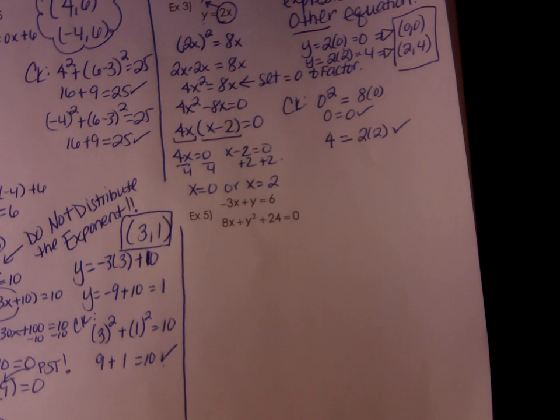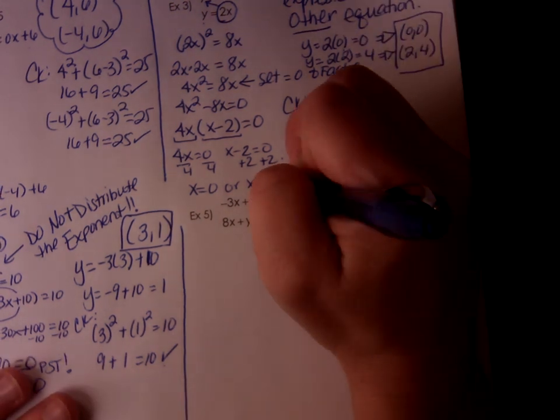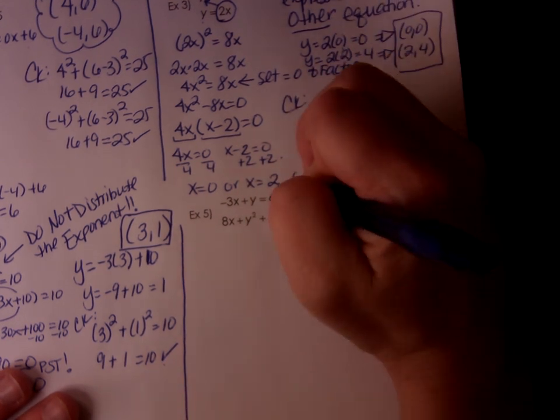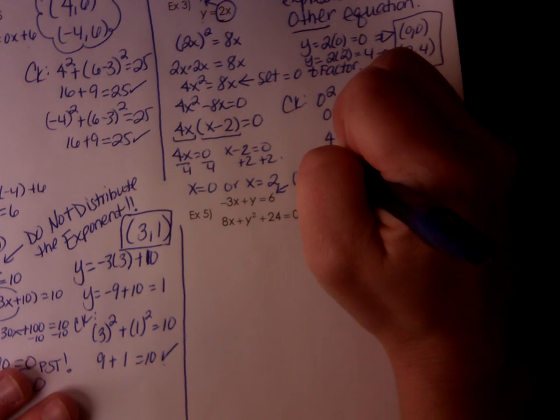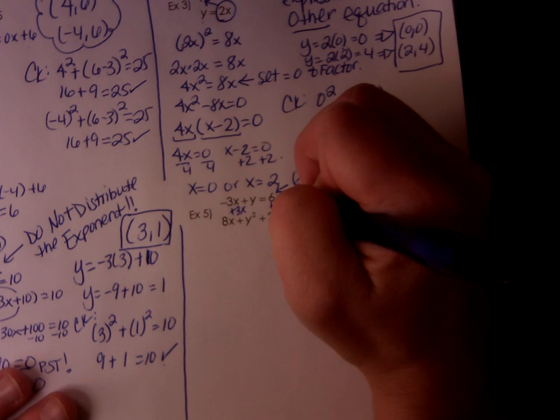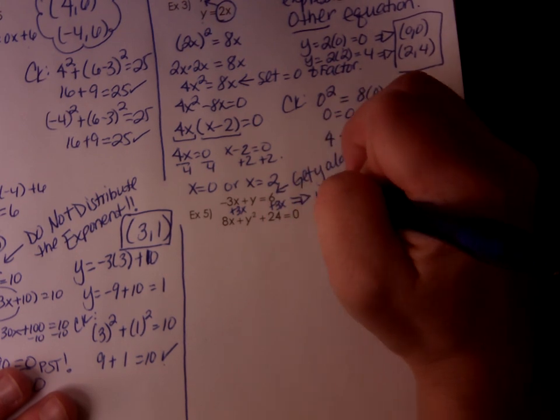So when you don't have one of those variables alone, do some manipulation of the easier equation and get a variable alone. So I would recommend in this top equation to get y alone. To get y alone, we would add 3x to both sides. And our new equation is y equals 3x plus 6.